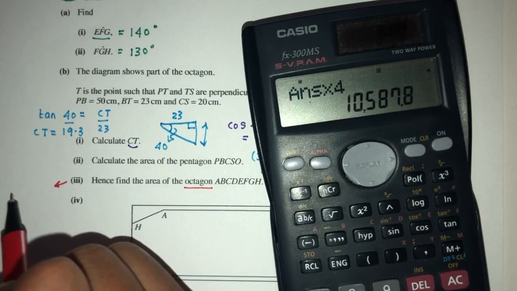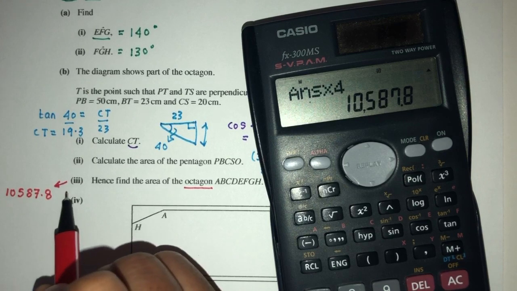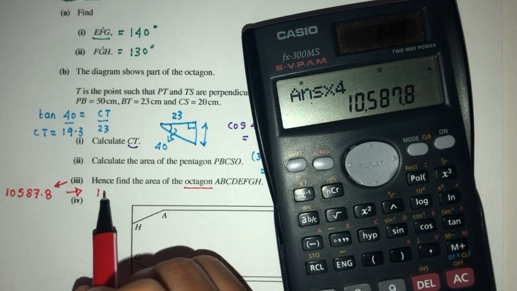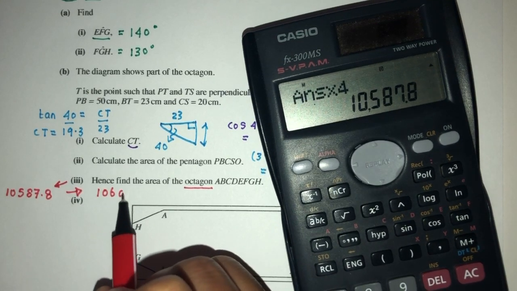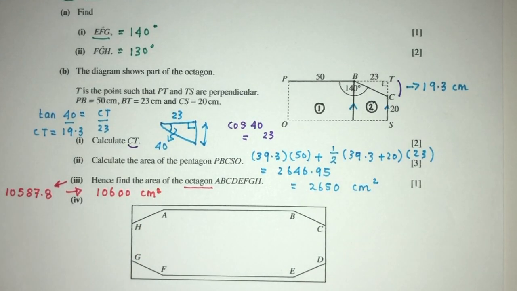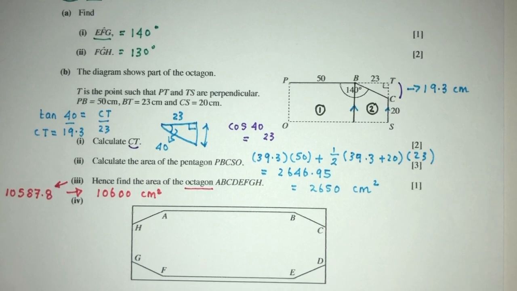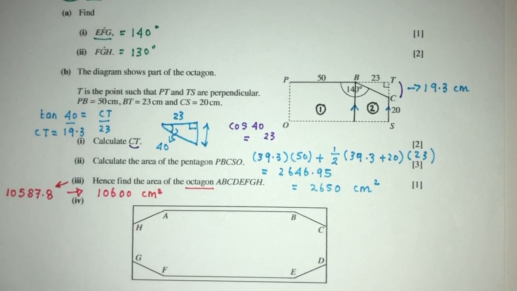Give you this. So that will be 10, 5, 8, 7.8. Now if you want 3SF, that will be 10600. That will be the area of the octagon in the first place. So in this question, you just have to understand what to use and break it down step by step to see how you can use those values to find the corresponding answers.